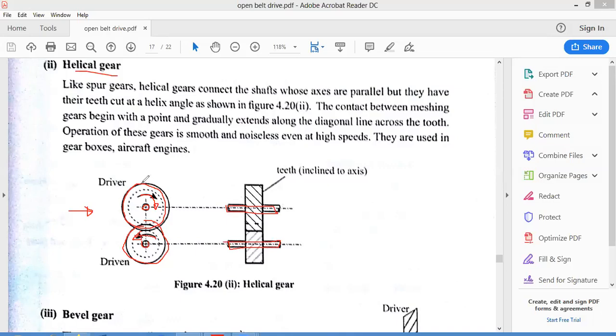This is the driver gear. Now look at these teeth. The teeth are at a particular angle with respect to the axis of the shaft.